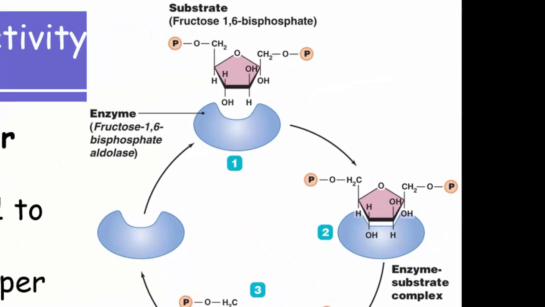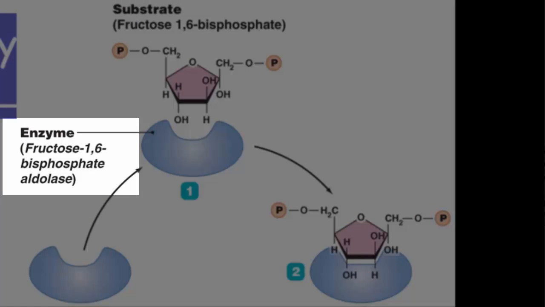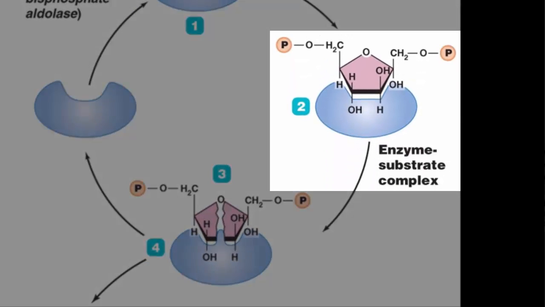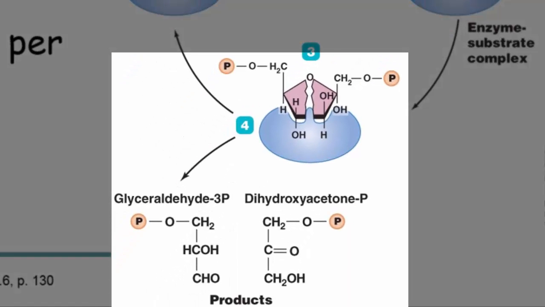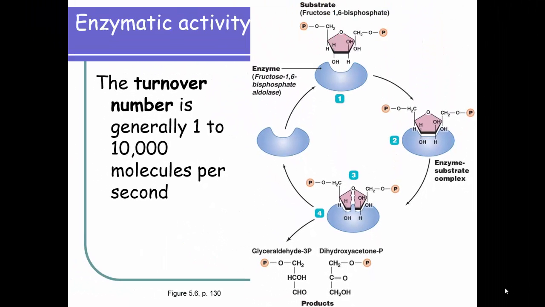So, for example, the enzyme fructose 1,6-bisphosphate aldolase will take fructose 1,6-bisphosphate, form the enzyme-substrate complex, and create glyceraldehyde 3-phosphate, known as G3P, and dihydroxyacetone phosphate. It can do this as long as there is substrate present and the enzyme is active.